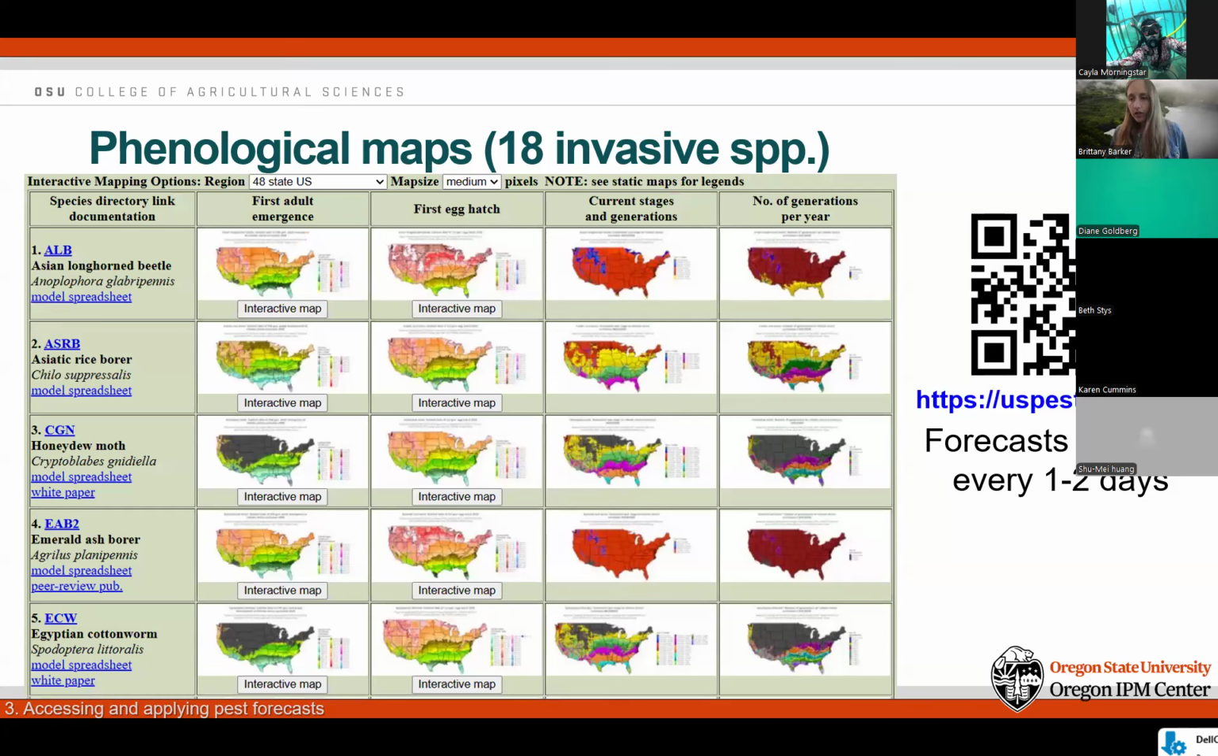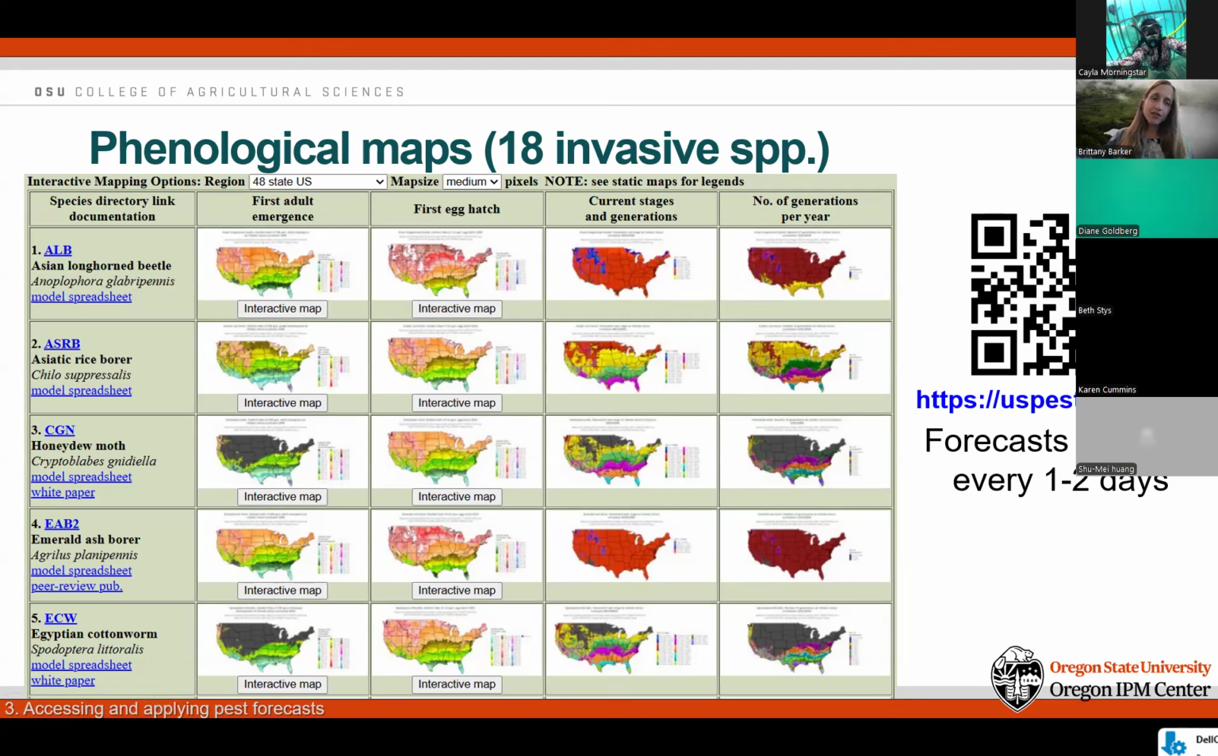So when you go to this uspest.org CAPS website, you'll see that there are columns here. There's a table and there's thumbnails of some of the forecasts that are most relevant to surveillance and management of these species. We're still working on improving this, but we also have interactive maps for some of these forecasts. In the first column, you'll see the name of the species, and then there's an abbreviation. If you click on the abbreviation, so ALB is Asian longhorn beetle, you'll access all of the hundreds of different outputs that are produced by this model.